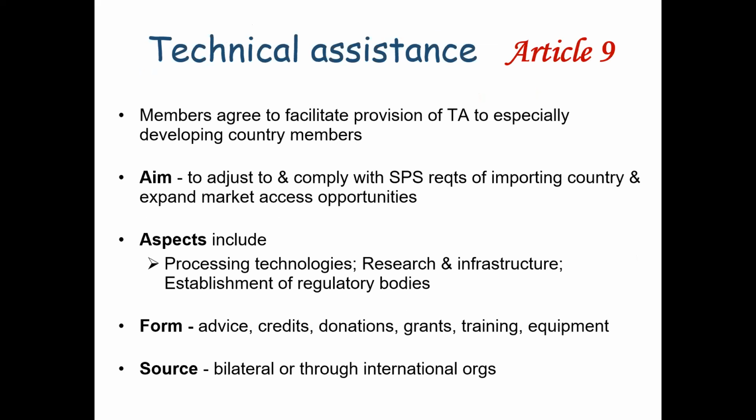There is the clause on technical assistance, where it talks about members providing technical assistance, especially to developing country and the least developed country members, basically to allow them to come up to the requirements of the importing country and expand their market access opportunities. So the assistance can be in different forms, and it could be bilaterally between countries or through international organizations. So the importing developed country like the EU can give assistance to India, which is still a developing country, via FAO or WHO or other developmental international partners.